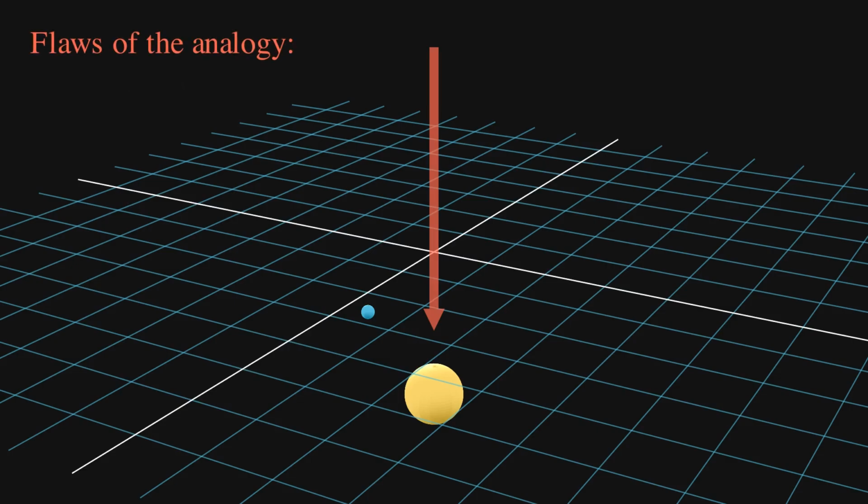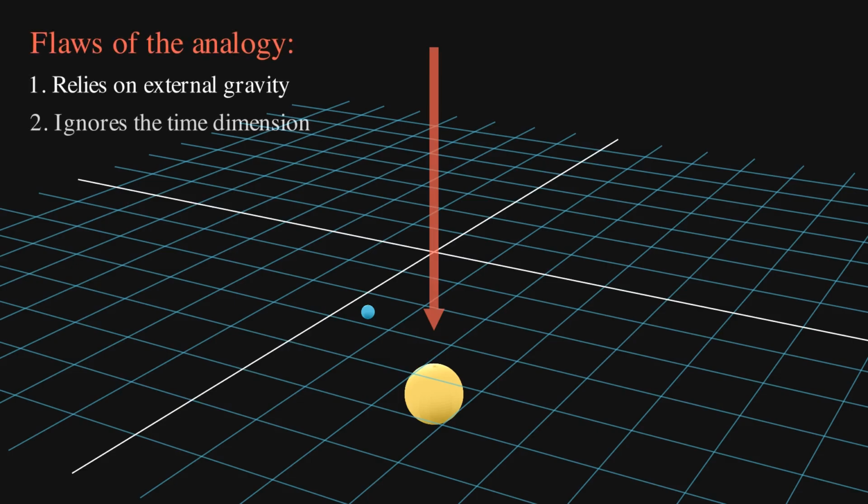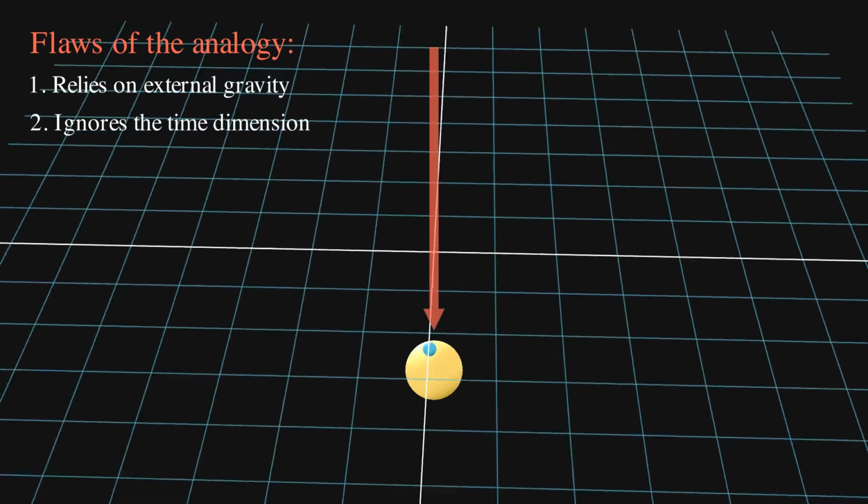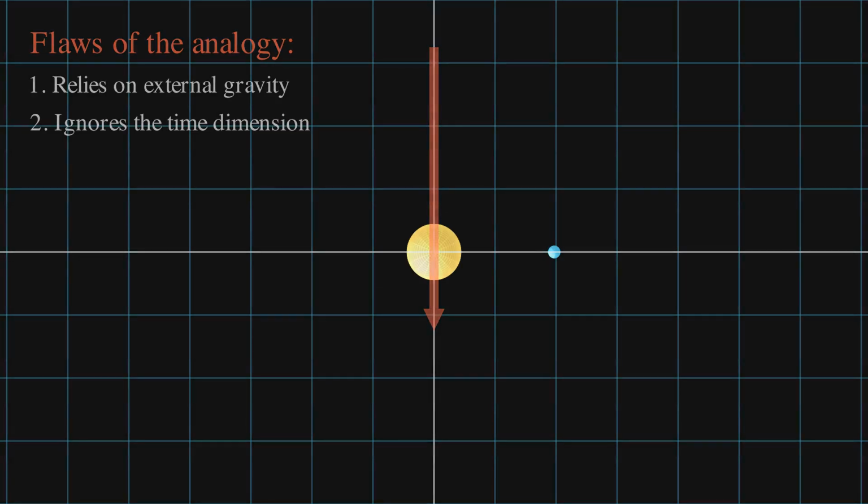But as a physical explanation, it's actually pretty flawed. For one, it relies on a mysterious downward gravity pulling on the bowling ball to explain gravity itself. And more importantly, it only shows the bending of space, completely ignoring the warping of time. To truly understand the universe, and especially black holes, we need to move beyond the rubber sheet. We need to look at the actual mathematical blueprint of general relativity.